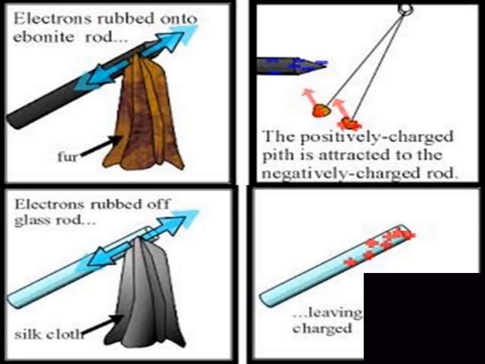So electrons rubbed onto an ebonite rod, and you know this experiment, no? If you take a comb and rub it in your hair, then if you keep it near some papers, what happens? Electrostatic force is developed and the comb gets charged, so it will attract the papers.